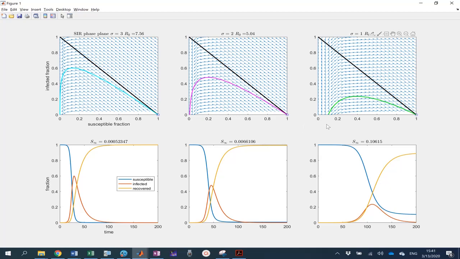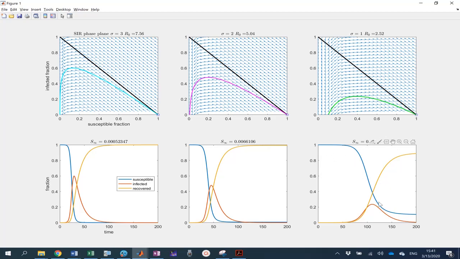Let's go a little bit further. Let's lower sigma, the contact number, to 1. Number of adequate contacts is now 1. We see the trajectory dives down here and actually doesn't head towards 0, but actually stops at around 0.10. Yep, that's exactly it, 0.10.